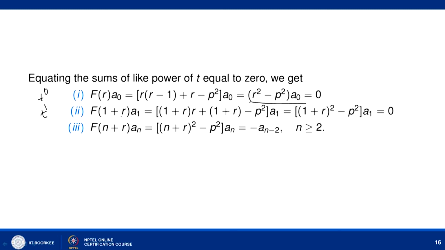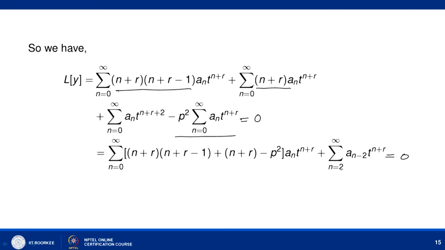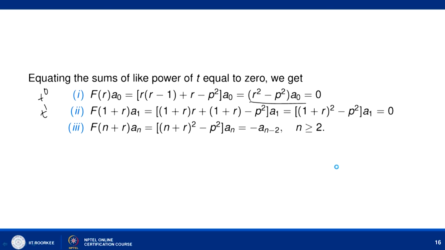So here f of r plus 1 a1 is given as 1 plus r into r plus r minus p square into a1. We will not get any contribution from this term, because here n is starting from 2. So here we are looking at r plus 1, and here it is t to power r plus n. So if you look at the coefficient of t to the power r, we are getting f of r into a naught, and the coefficient of t to the power 1 plus r is given as f of 1 plus r into a1.